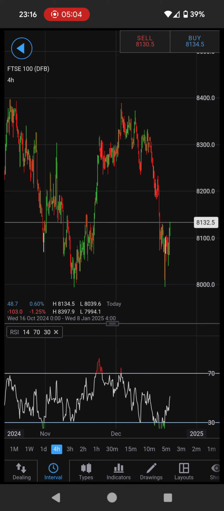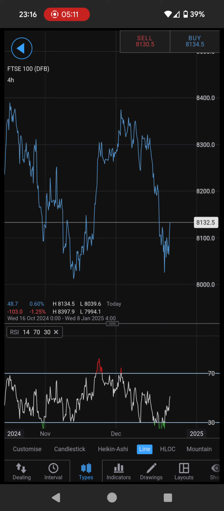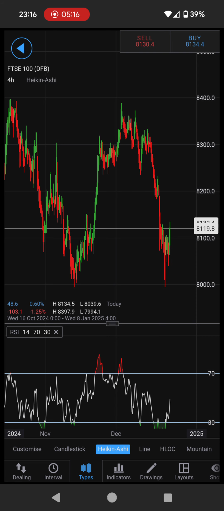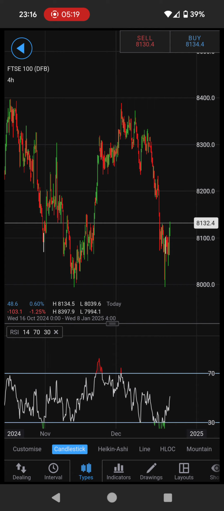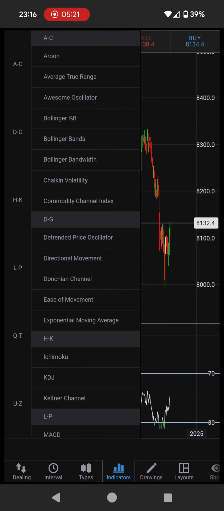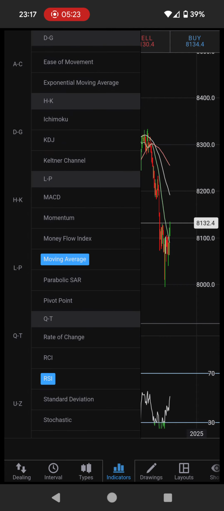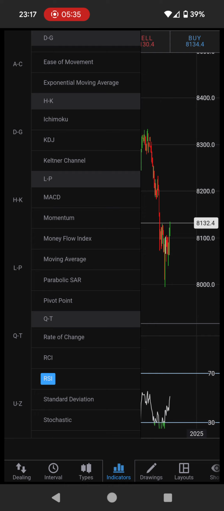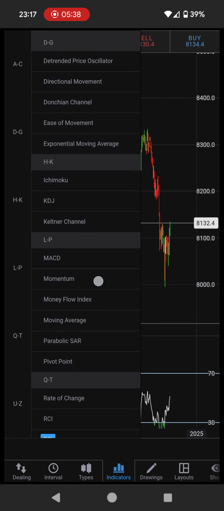As you can see along the bottom, different things like you can change how the chart looks. So I tend to keep mine on candlesticks. Got different indicators. As you can see on the bottom, I've got the RSI, but things like moving average, it's brought up all those additional lines on the chart. But there's lots and lots to try out.